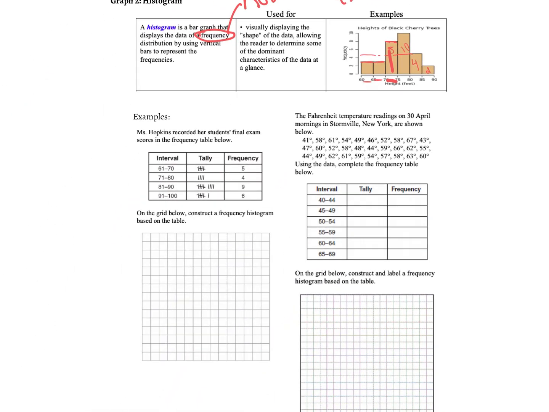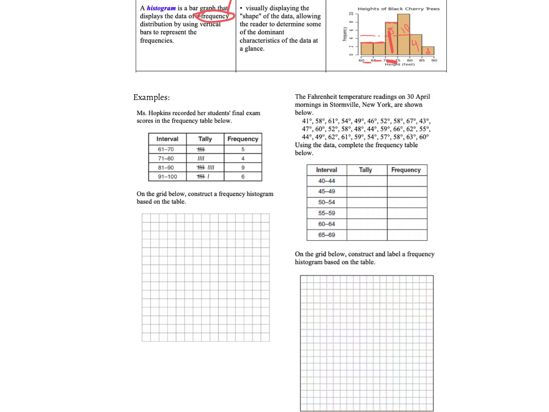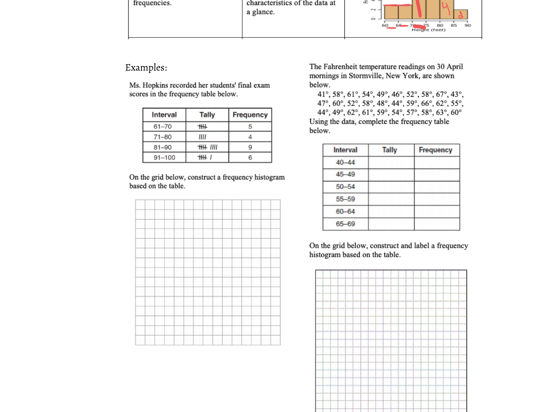Let's do one together here, and then I'm going to have you do the one on the right by yourself. Let's first start off with Mrs. Hopkins, who recorded her students' final exam scores in the frequency table below. Here's our interval. Basically this is like D's, C's, B's, and A's. And then this is the count; she kept a tally as she went of how kids did. Notice there are 5 tally marks, 4 tally marks, 9 tally marks, 6 tally marks. This is the information that we are going to use, these 2 columns.